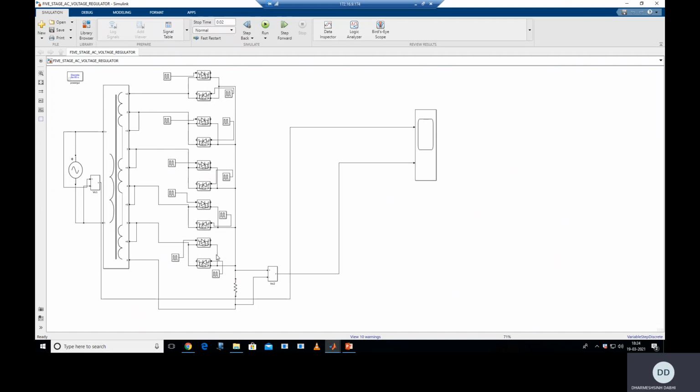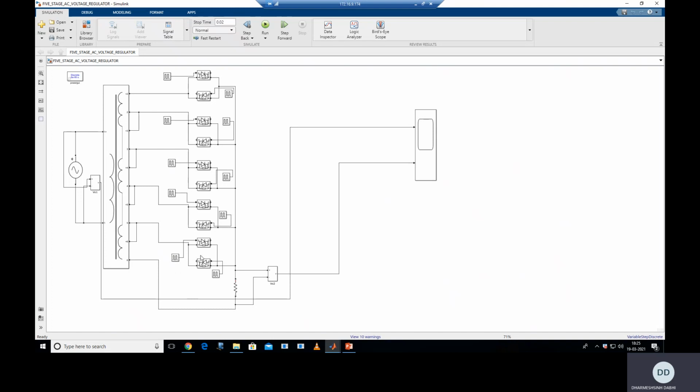Same way, by the second stage, I will increase the voltage from 46 to 2 times 46. And then by using the third stage, I can increase the voltage from 2 times 46 to 3 times 46. Same way, the fourth stage again increases the voltage by 46 volt, and the fifth stage increases the voltage again by 46. So the whole secondary winding voltage is 230 volt.